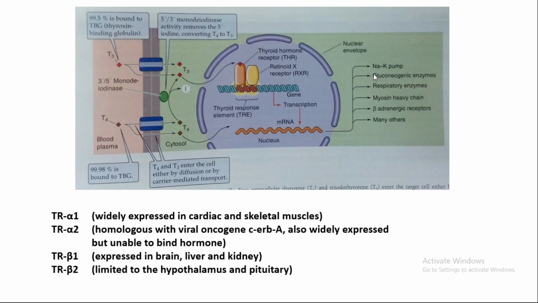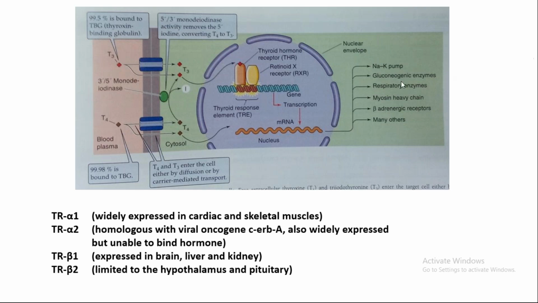This type of physiological action is targeted to almost all the tissues of the body, mainly skeletal muscle, liver, heart, kidney, and connective tissue. Certain tissues do not utilize this thyroid hormone, which I'll tell you in the next slide.